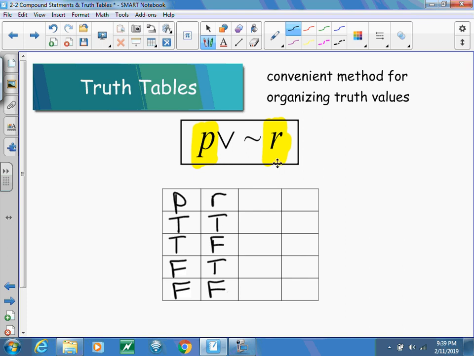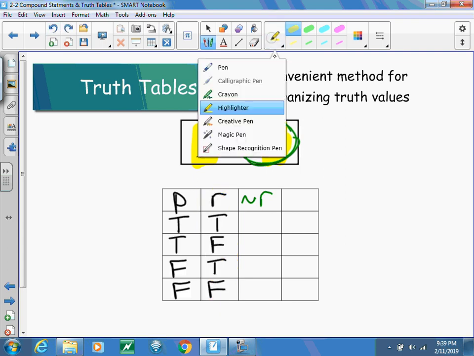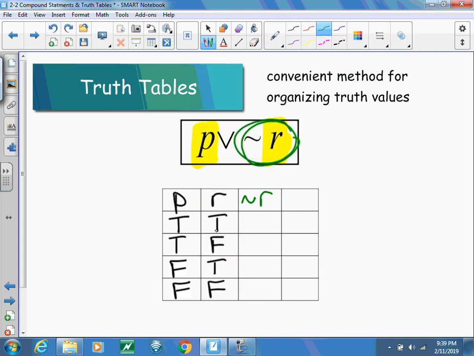The next thing that we're going to do is we're going to take any negations that there are. And here we have the negation of R. So I'm going to take my column of R right here, and I'm going to take all those values, I'm going to take the negation of them. So I'm going to take our true value here, and now it's false. Here I'm going to take false, that's going to become true. True becomes false, false becomes true.